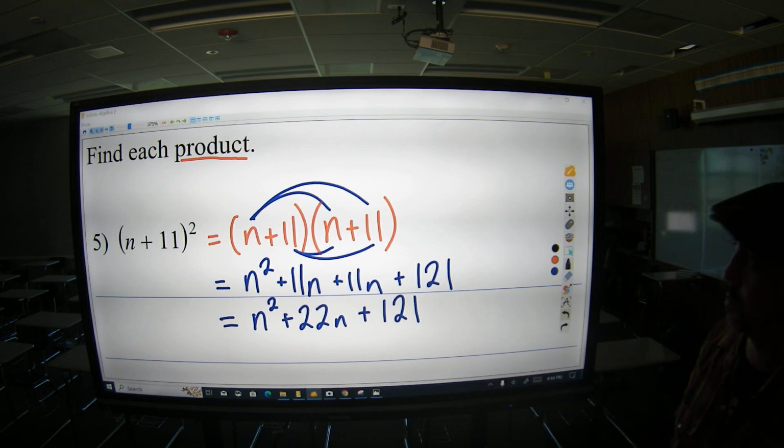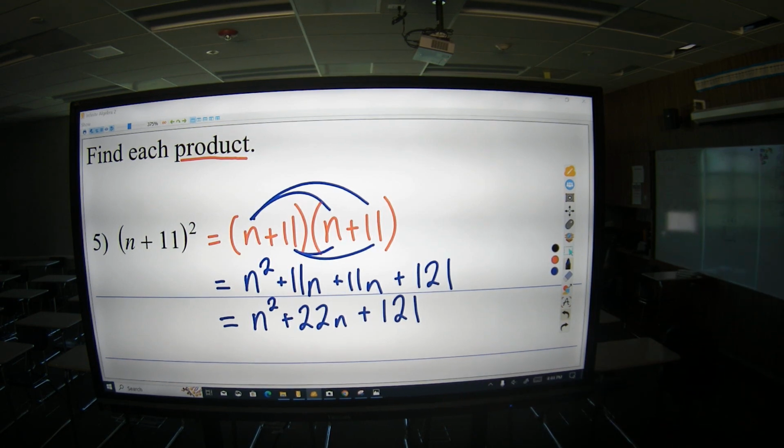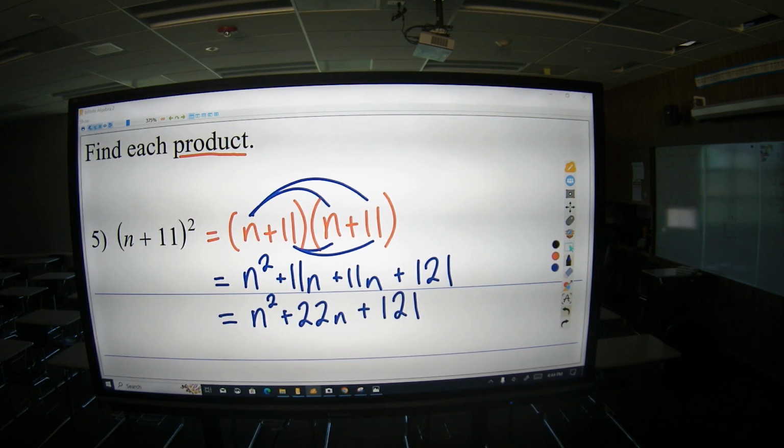And this would be a completed example of how to multiply out binomials. And that's what this section of the practice exam is about, multiplying out binomials, right? So we'll do another example.